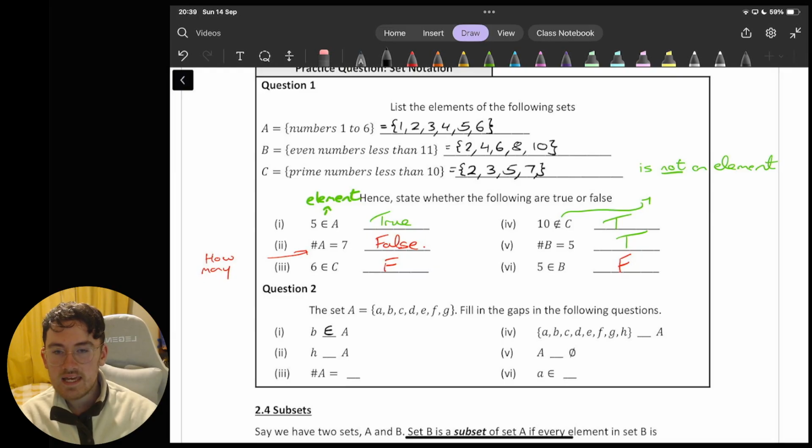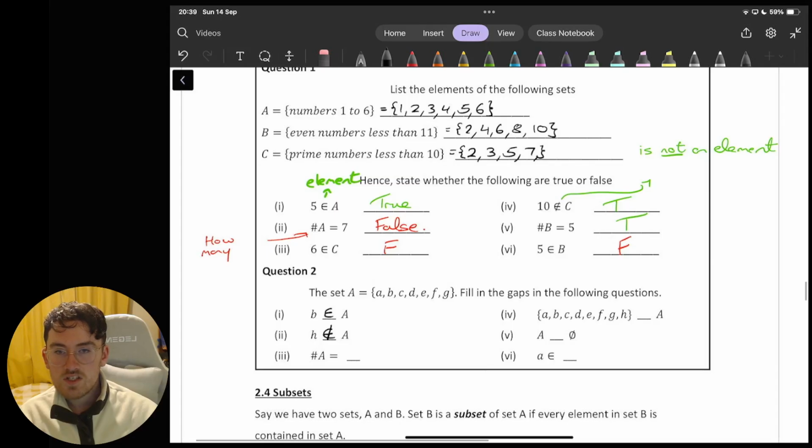The next thing would be H something A. Well, H is not in the set, so I could use my symbol for that. So is not an element. The next one, the hash symbol, we remember means how many, so it's how many elements are in the set A, so I can count them there and I get an answer of 7.